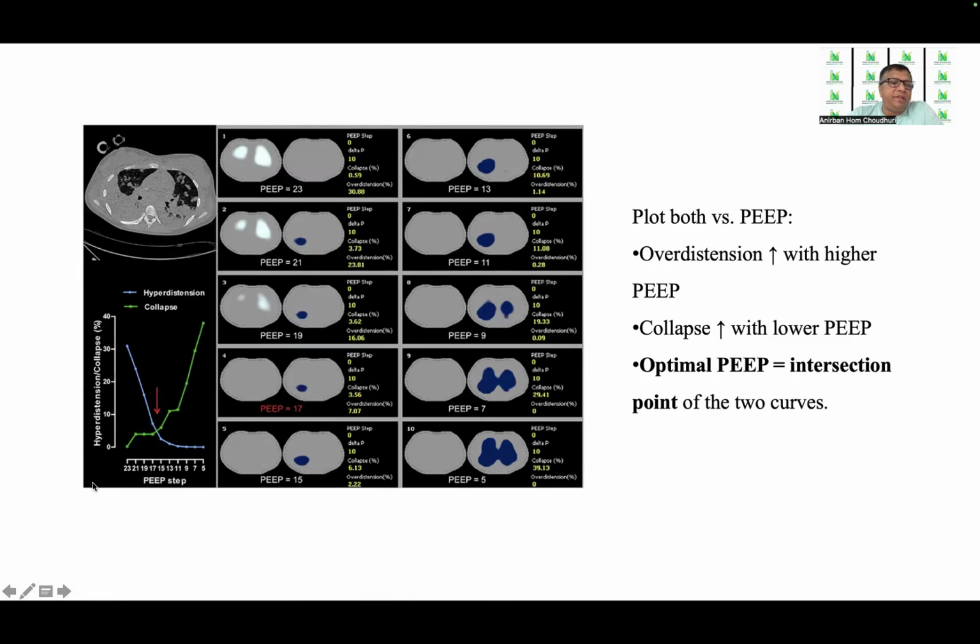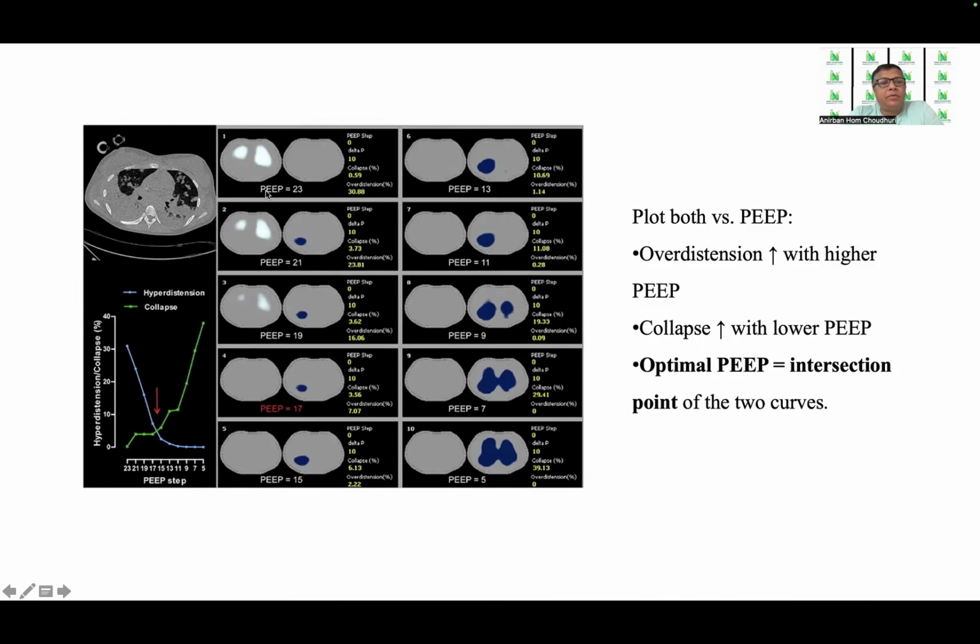In the graph, you can see that there is hyperdistension on the blue line, and the collapse. So at the junction between the two, we get something which is optimal. Overdistension occurs with higher PEEP, collapse increases with lower PEEP, and this junction, which is the optimal PEEP, is the intersection point of the two curves.